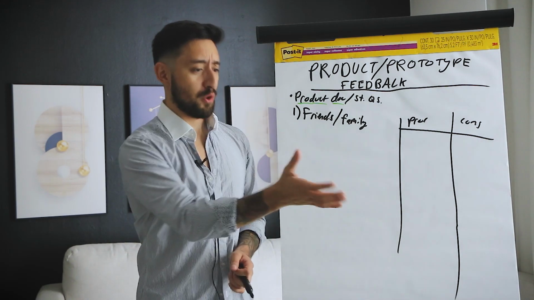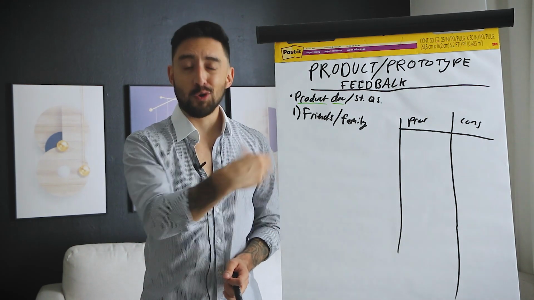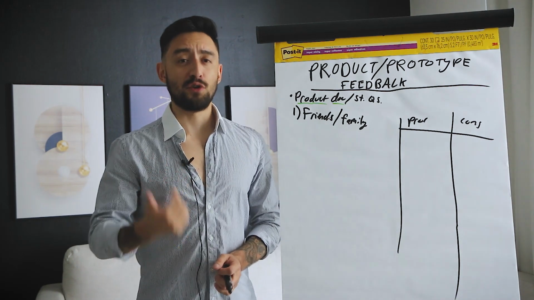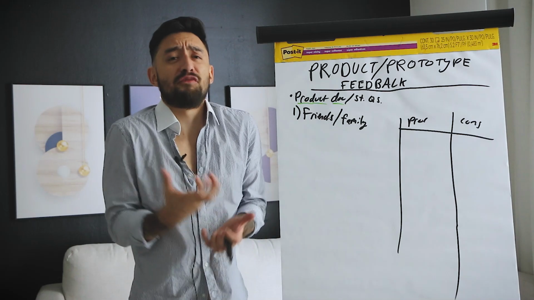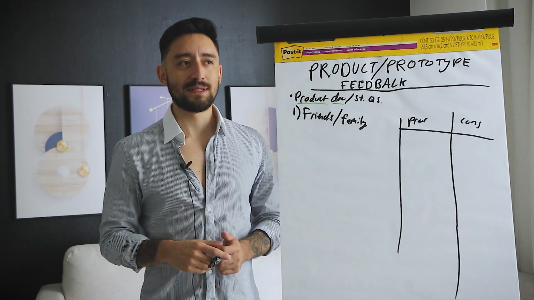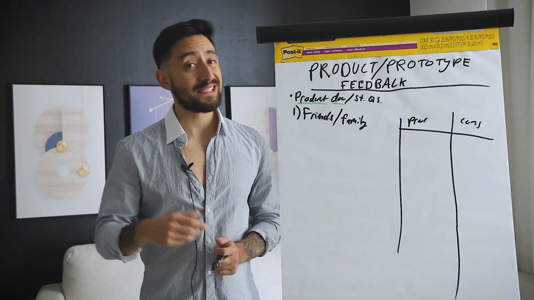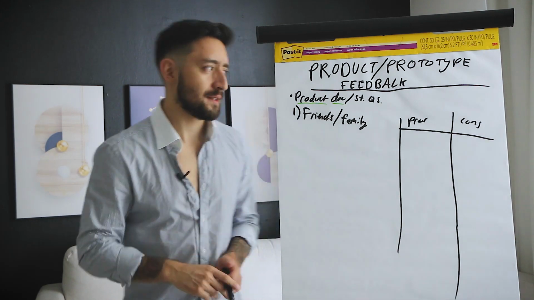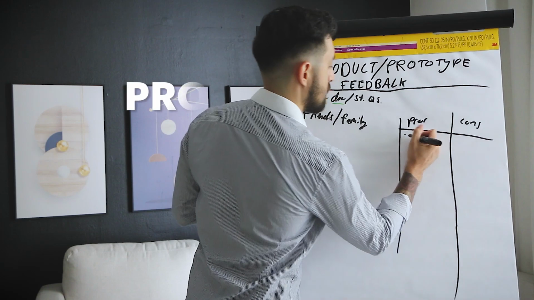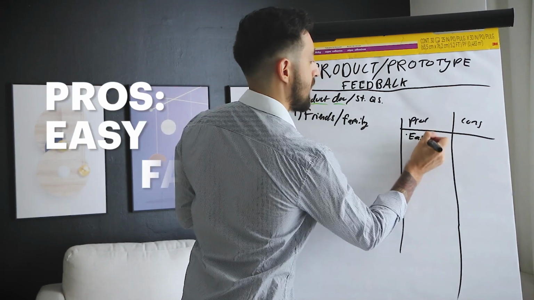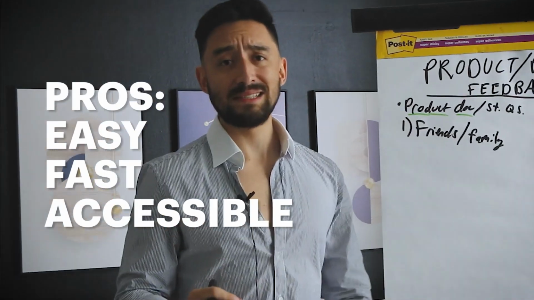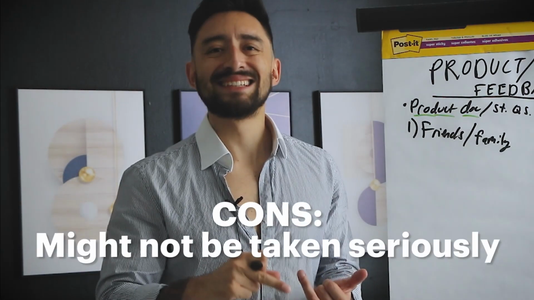You can literally just show the prototype to them, or your product idea or your product document, and get their thoughts on it. So fast to do. However, there's also that anxiety, that fear, that comes with actually doing this. And that's usually because sometimes your friends and family can say not the nicest things, or even worse, they don't take you seriously. So some of the pros would be easy, fast, very accessible. One of the biggest cons is the fact that they might not take it seriously.